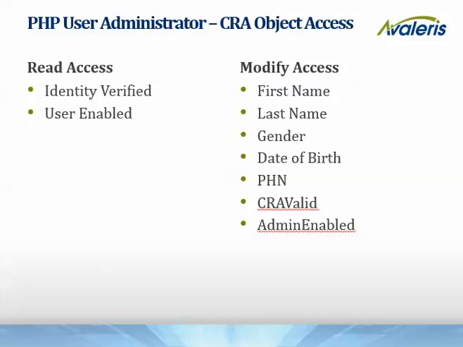However, the records administrator may have to go in and modify the admin enabled attribute. This attribute determines whether or not we are synchronizing this CRA object with HVI. So in certain cases, this administrator may need to go in and modify this attribute.